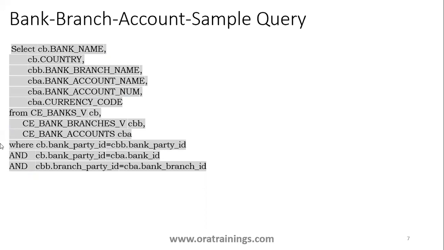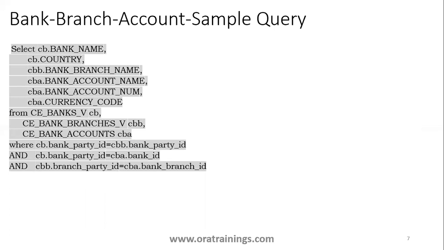And here, if you observe, the first thing is that banks join bank party with the bank branches' bank party ID, and then bank party ID with the bank ID in the accounts table. Similarly, the bank branches' bank party ID is joined with the bank accounts' bank branch ID. So we just need to join with a bank ID, a bank party ID, or a bank branch ID. This is how these three tables are interlinked.